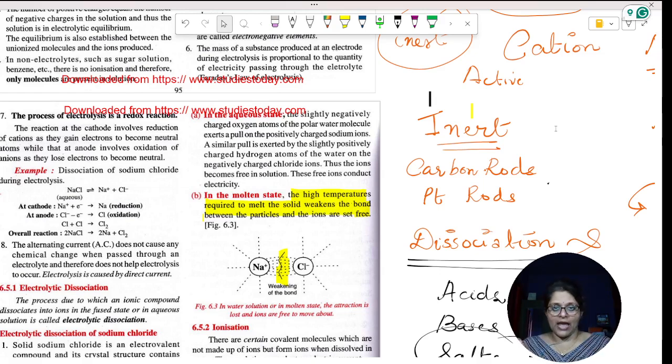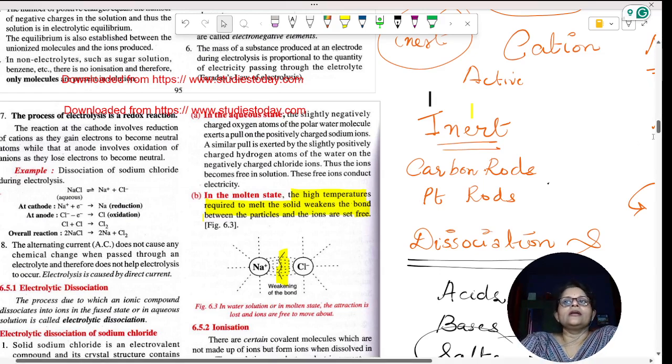This will not happen in the solid state because normally the bond between the two atoms in an ionic bond is very strong. So in solid states, electrovalent or ionic bonds, normal salts or even acids or bases in solid or dry state will not conduct electricity. Okay, that was about dissociation.